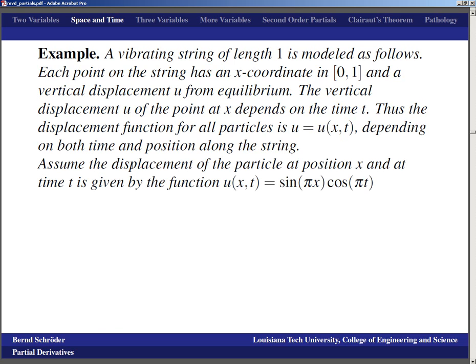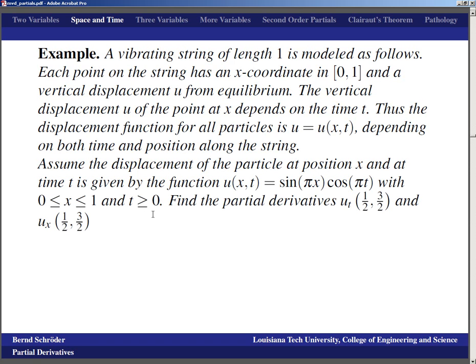What I want to assume now for this example is that the vertical displacement of the particle at position x and at time t is given by the function u of x and t being sine of pi x cosine of pi t, where x goes from 0 to 1 and t is greater or equal than 0, so our observation starts at t equals 0, as it often does in physics.